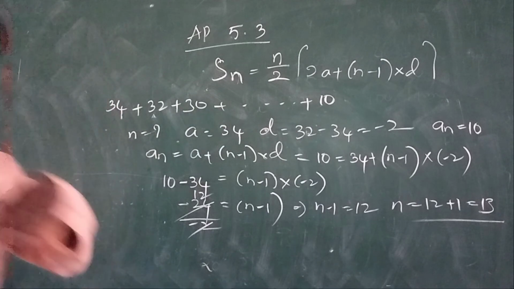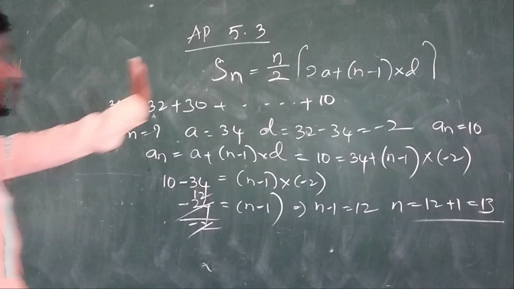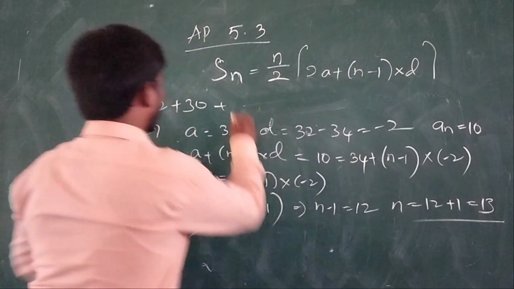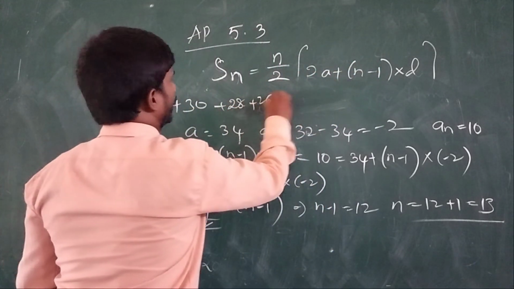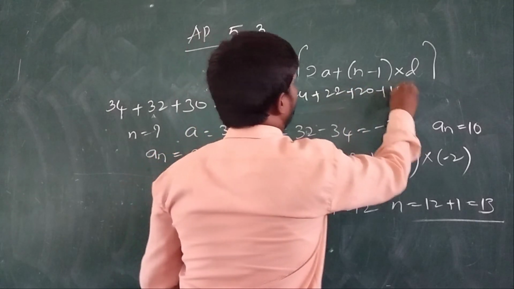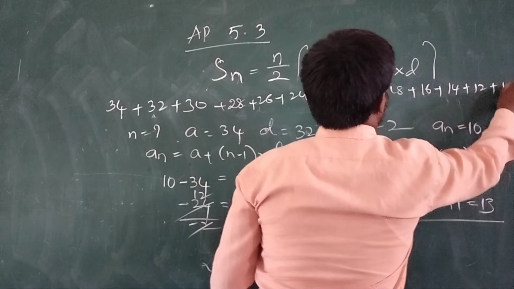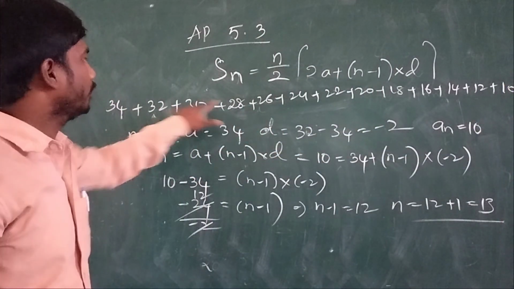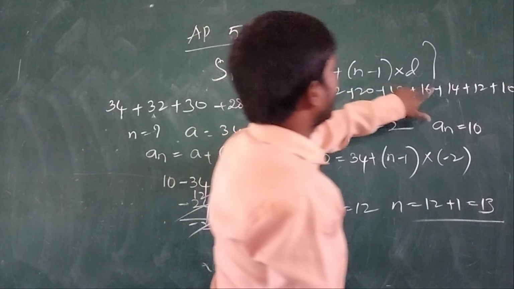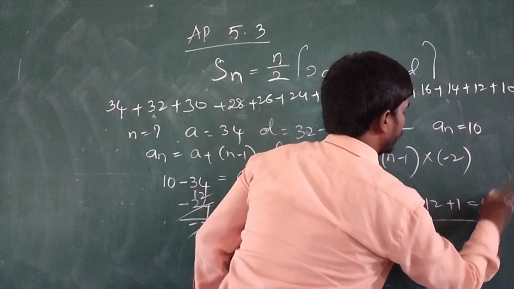How many terms are there? 13 terms. If you have any doubt, just write it out: 34, 32, 30, 28, 26, 24, 22, 20, 18, 16, 14, 12, 10. How many are there? 1, 2, 3, 4, 5, 6, 7, 8, 9, 10, 11, 12, 13 terms. So n is equal to 13.